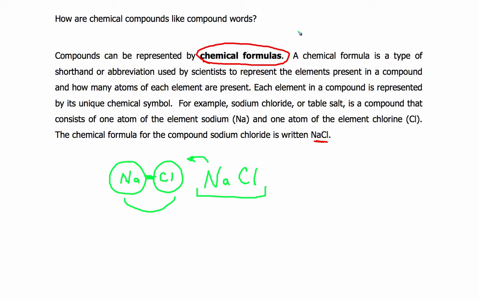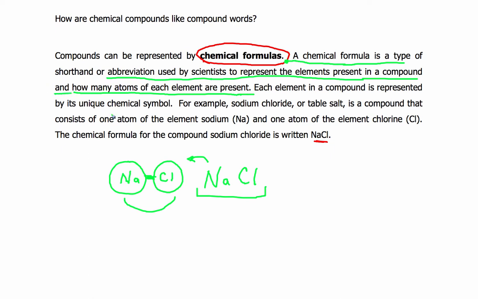So let's just finish. So what is a chemical formula? If you'll come up here, we need to tag this with green. A chemical formula is a type of shorthand or abbreviation. Let's just say it's an abbreviation used by scientists to represent the elements present in a compound. Now, it also tells us how many atoms of each element are present.